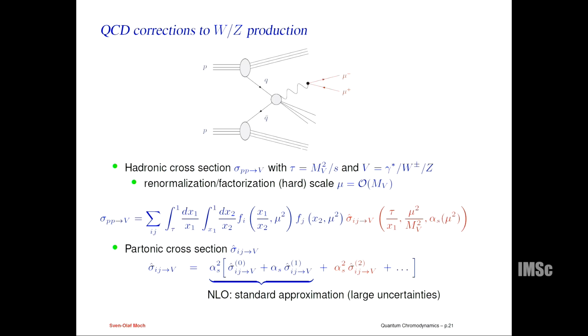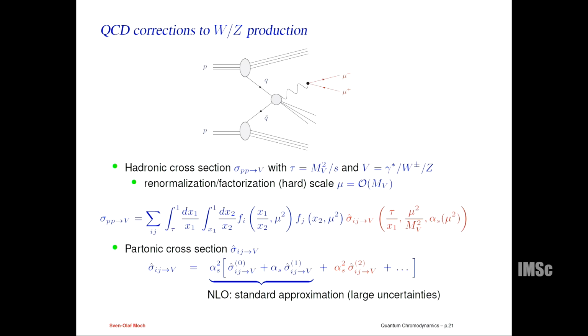So the variables that are used here are tau, which is the mass of the gauge boson divided by the center of mass energy, and then in the convolution integrals I have integration variables x1 and x2. They are just the momentum fractions of the incoming partons with respect to the original proton momenta.